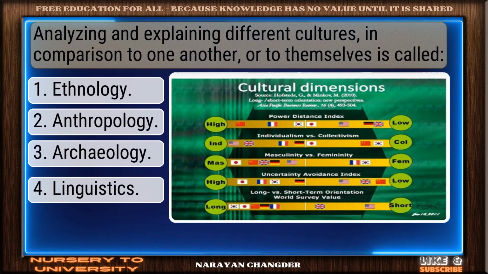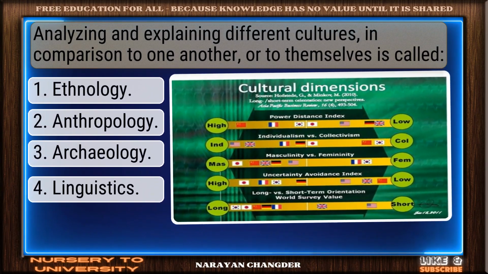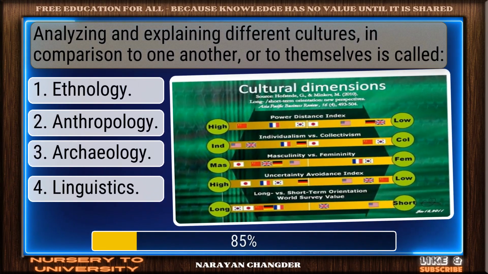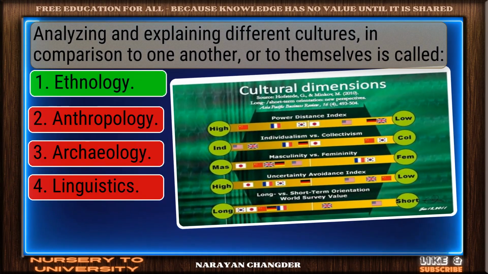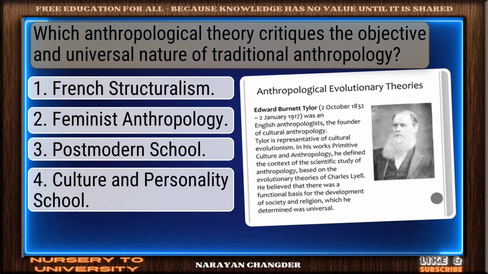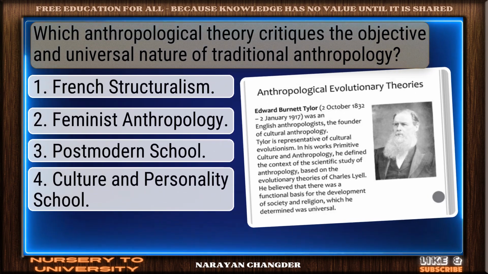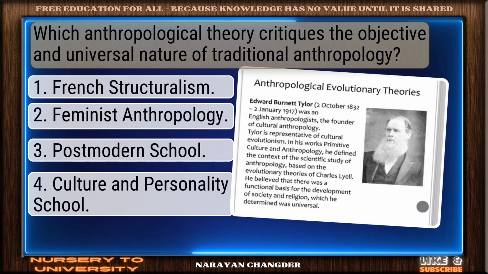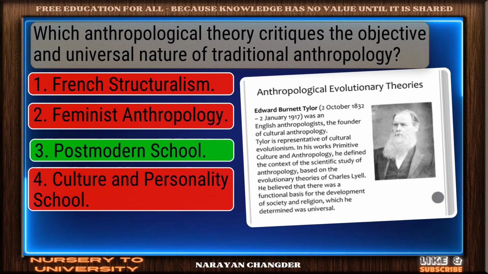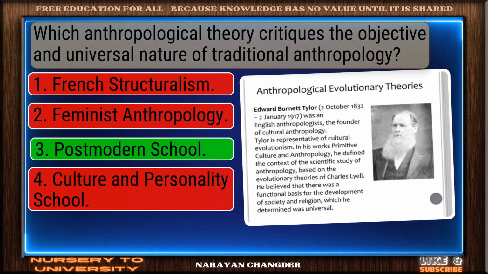Analyzing and explaining different cultures in comparison to one another or to themselves is called. Nice work. You chose ethnology, and it is correct. Which anthropological theory critiques the objective and universal nature of traditional anthropology? Great thinking. Postmodern school is the right choice.